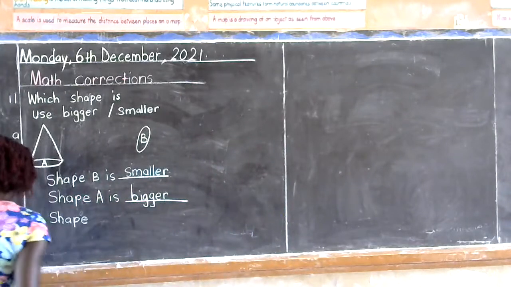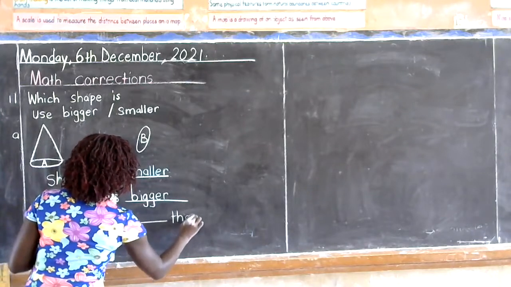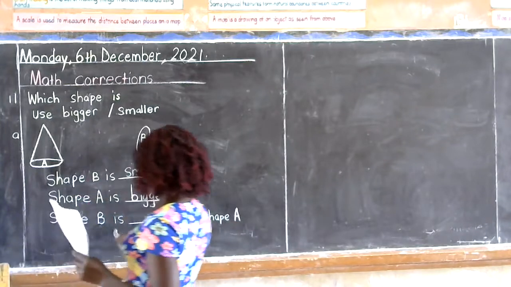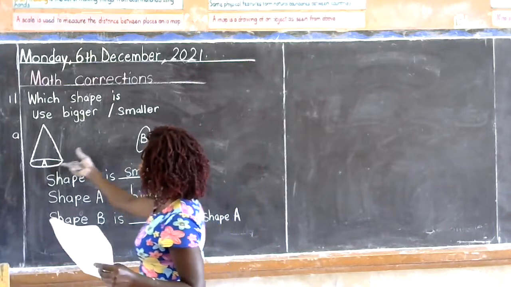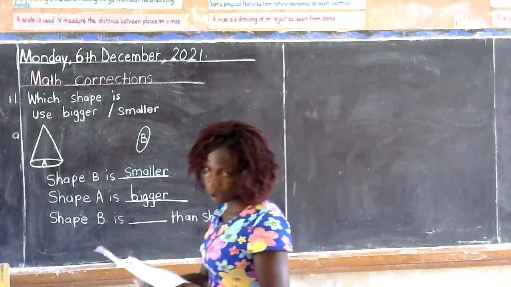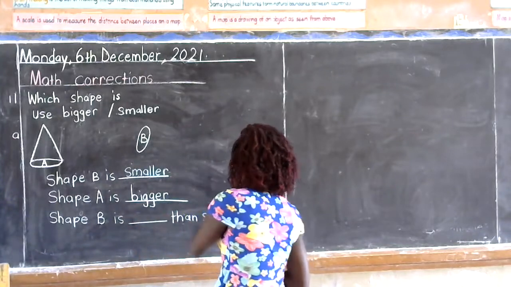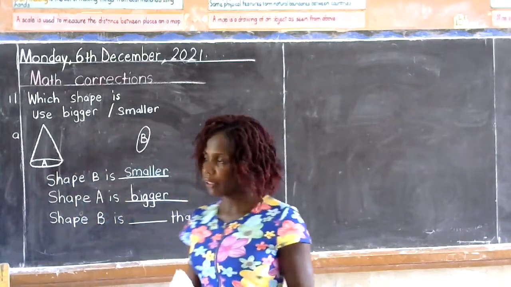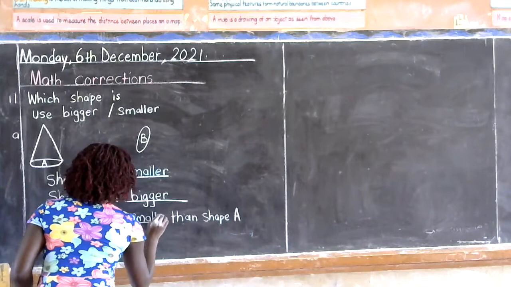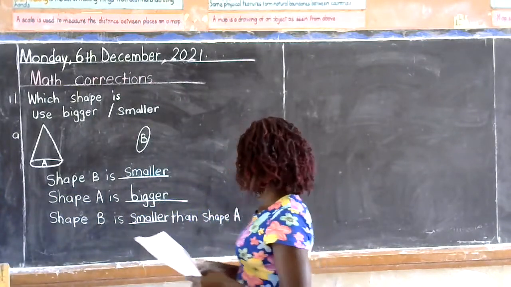Then let us go to the last question. And these shapes. Shape B is dash than shape A. When we look at the shapes, we are going to compare using the word smaller. We are going to compare two shapes, okay? Now, when you look at this shape B and shape A, shape B is dash than shape A. Which word are you going to put there? Smaller or bigger? You are going to put the word smaller. Shape B is smaller than shape A. Okay? Yes, that is how we are supposed to answer.